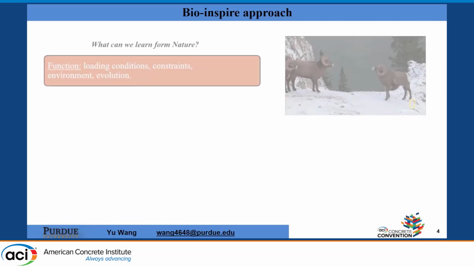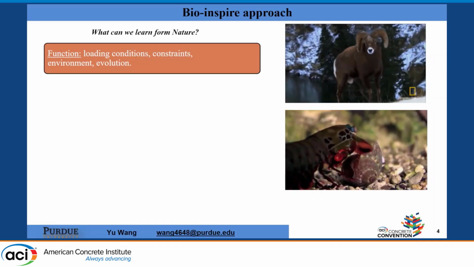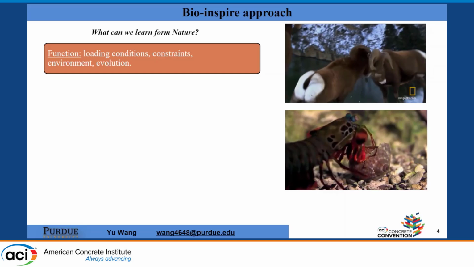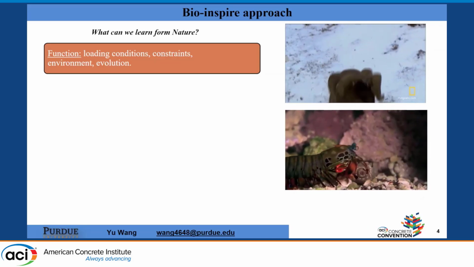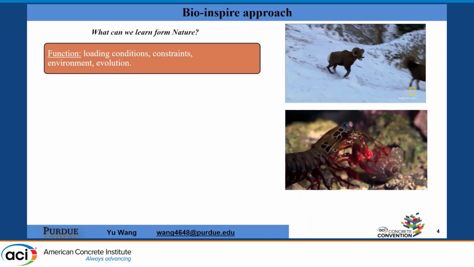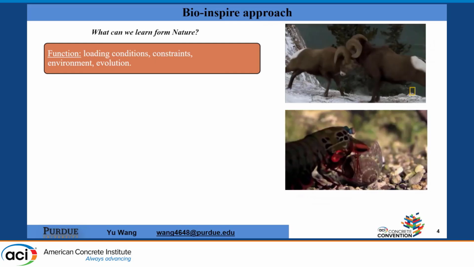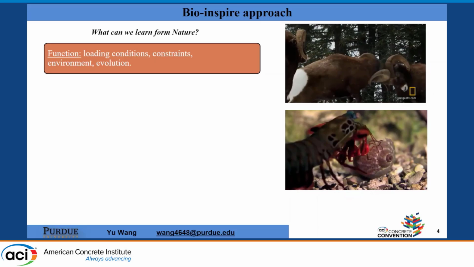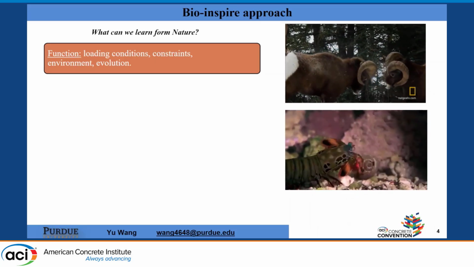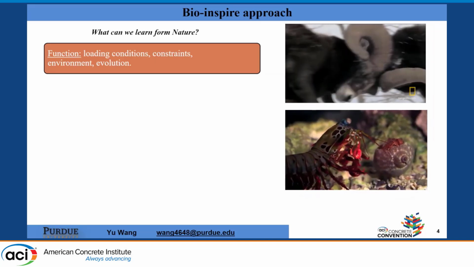That brings us to what we are doing, which is bio-inspired design. Basically, what strategies or structures we can learn from nature. For example, we first identify the functions. We first identify the loading conditions: how the mantis shrimp can smash a shell at really high speed, or why the skeleton of the ram can withstand high impact loading.